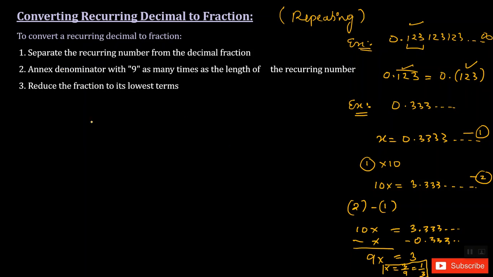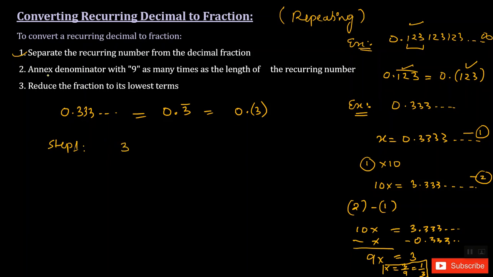Let me take the same example of converting 0.3333 into a fraction, or I can also represent it as 0.3 bar, or 0.3 in a bracket. I want to convert this into a fraction. The first step is to separate the recurring number from the decimal part, which is the recurring number 3. So step 1 is to separate which number is repeating, that is, take down the number which is repeating, that is 3.